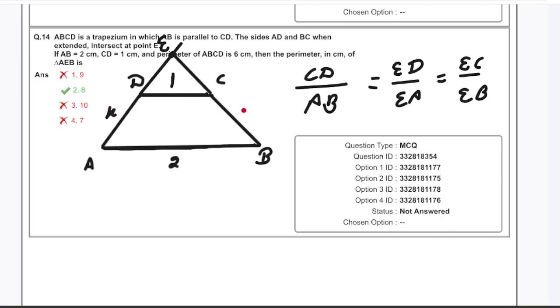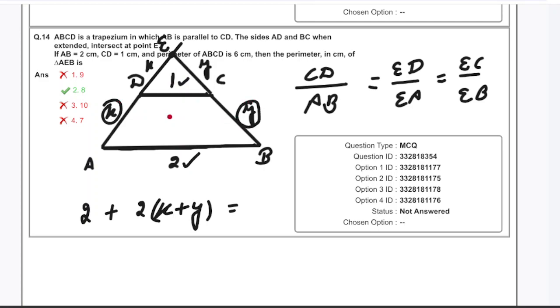That means if this is X and this is Y, then this also should be X and this should be Y. Then the perimeter in centimeters of triangle AEB: triangle AEB will be AB plus twice of X plus Y. That should be the perimeter. In the first case, where the perimeter was completely 6, 1 plus 2 is 3, and X plus Y should also be equal to 3 if we add X and Y. So that means this is 2 plus 2 into 3, which is 6. That means 8 is the answer we get. That is the answer here.